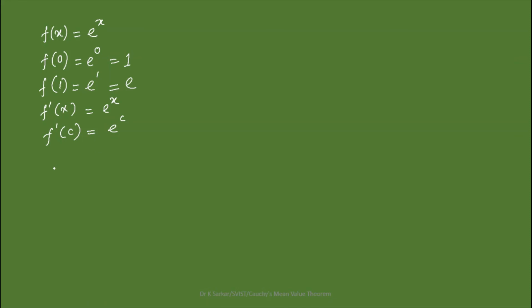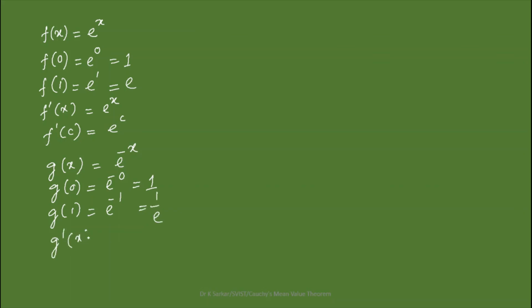f(x) equals e to the power x, f(0) equals e to the power 0, that is 1, f(1) equals e to the power 1, that is e, f'(x) equals e to the power x, f'(c) equals e to the power c. g(x) equals e to the power minus x, g(0) equals e to the power minus 0, that is 1, g(1) equals e to the power minus 1, that is 1 by e, g'(x) equals minus e to the power minus x, g'(c) equals minus e to the power minus c, which is minus 1 by e to the power c.